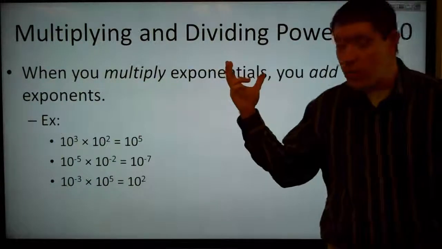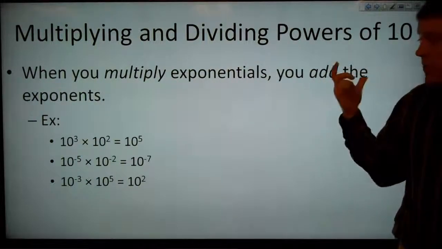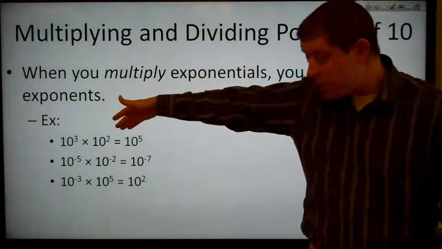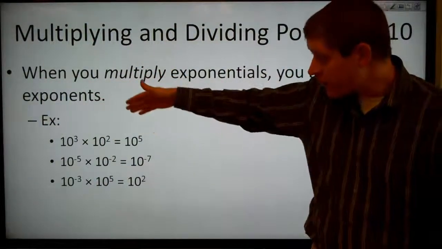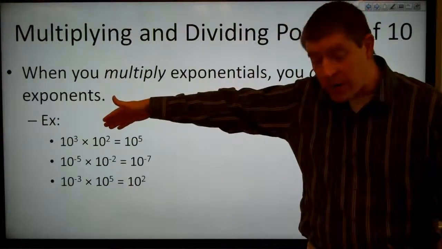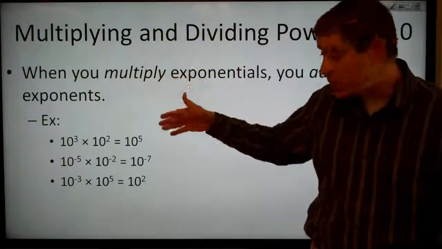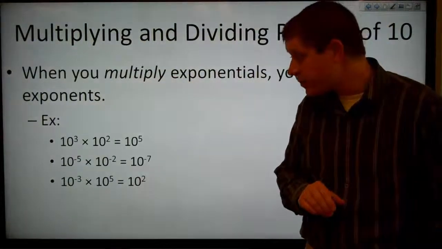When you multiply exponentials, you add the exponents. So 10 to the 3 times 10 to the 2 equals 10 to the 5. We're multiplying 10 to the 3 times 10 to the 2. We add together the exponents. 3 plus 2 is 5. So our answer is 10 to the 5.